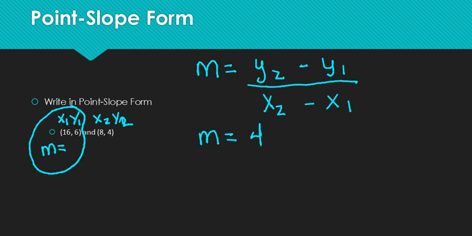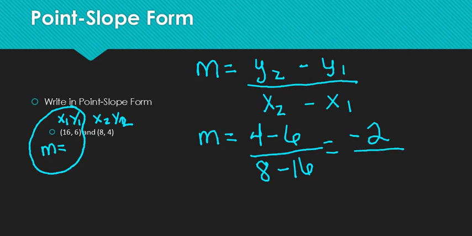y2 is 4 minus y1 is 6 over x2 is 8 minus x1 is 16. 4 minus 6 gives me -2. 8 minus 16 gives me -8. So my negatives cancel out, and 2 divided by 8 simplifies to 1/4. Now that I know my slope, all I have to do is plug in to my point-slope formula.